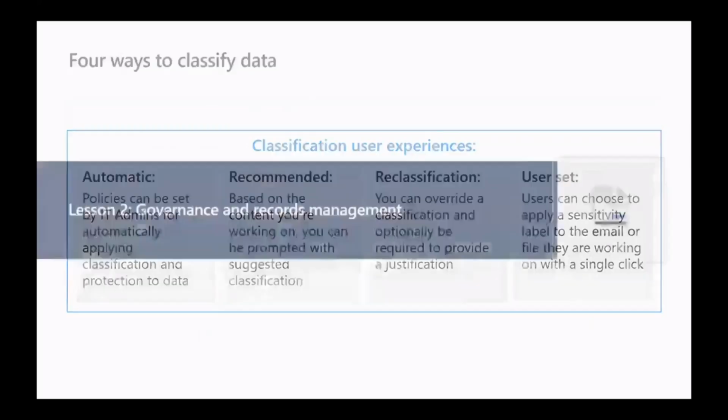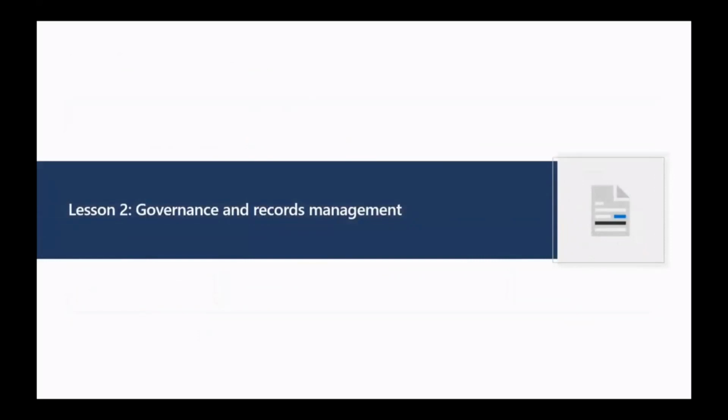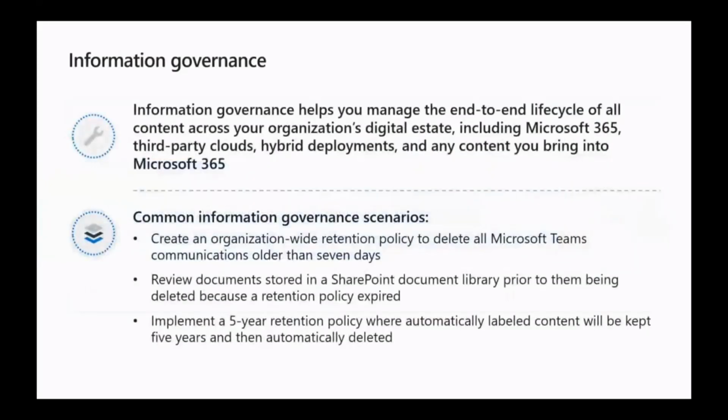So, once you have implemented any of these policies, how can you start governing and managing your records, okay? Let's start with information governance. As a definition, information governance will help your organization manage the end-to-end life cycle of file content across your organization's digital estate, including Microsoft 365, third-party clouds, hybrid deployments, and any content you bring into Microsoft 365.